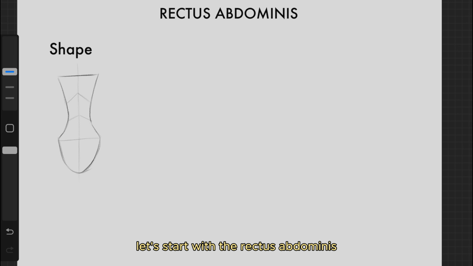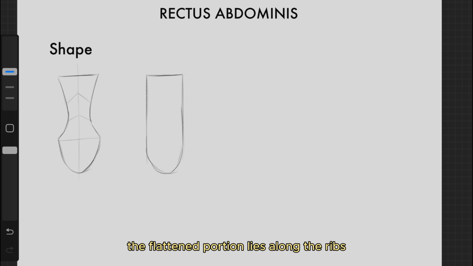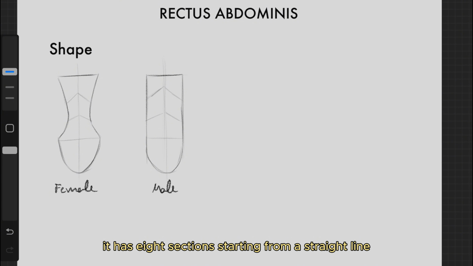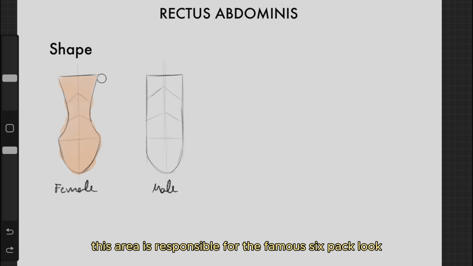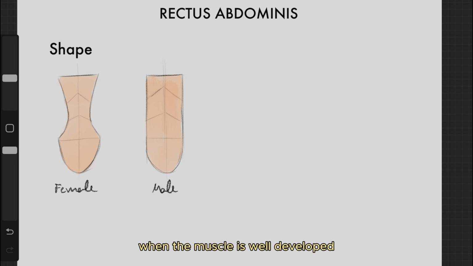Let's start with the rectus abdominis. It resembles the shape of a bullet. The flattened portion lies along the ribs, while the curved end fits into the pelvis. It has 8 sections, starting from a straight line at the area of the belly button, and it progressively rises. This area is responsible for the famous six-pack look, when the muscle is well developed.